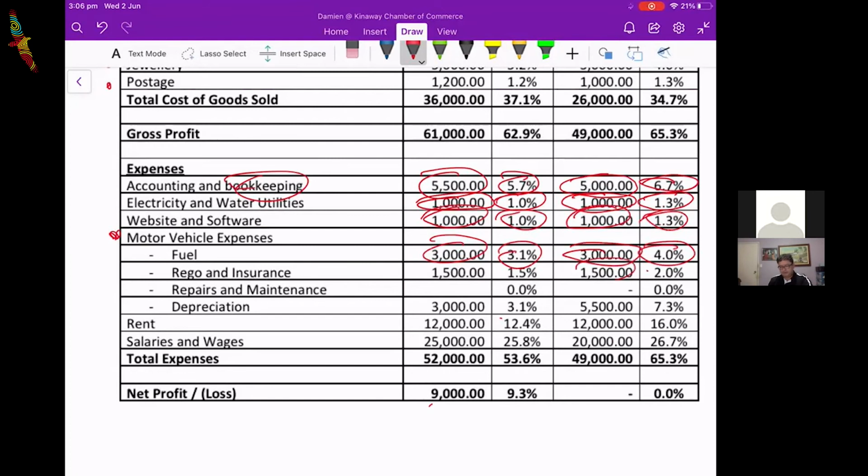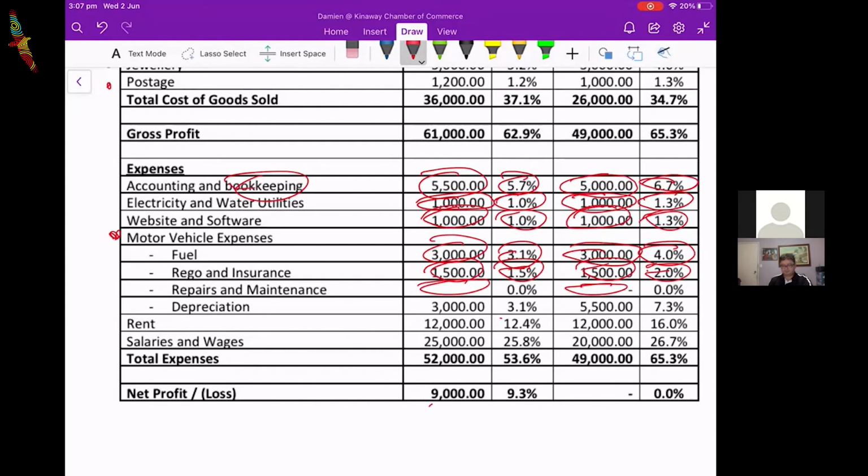Rego and insurance, $1,500 last year, $1,500 this year, and again, it's come slightly down as a percentage. Again, repairs and maintenance from last year of 0 to 0 this year. Again, this is now also supporting the assumption that I made from last year that this is potentially a brand new car that was purchased.